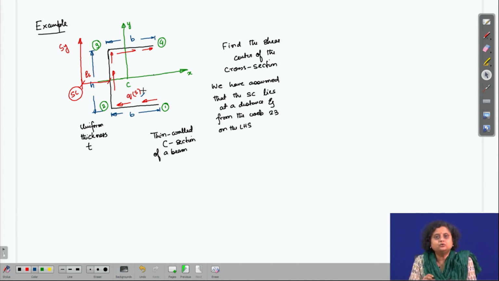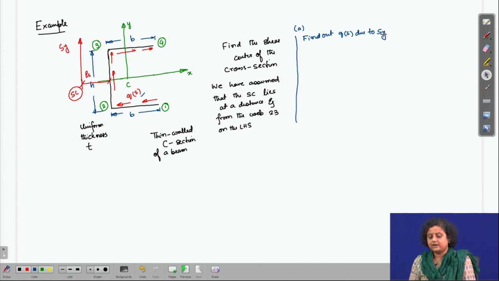So, we are going to use this definition to find out the value of zeta and thereby locate the shear center of the cross section. So, now the next job is to find out Qs due to Sy. Now, how can I find out Qs due to Sy?